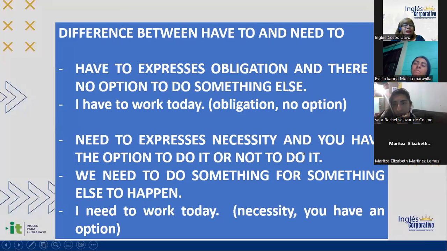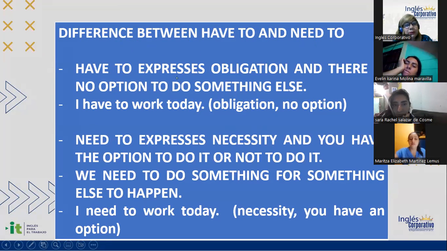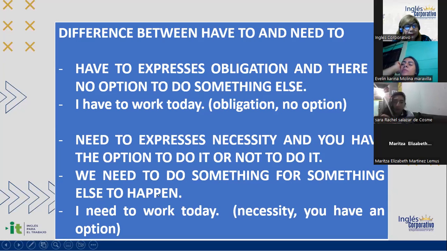Okay. Yes, as I told you, this is a review. Okay, un repaso. It's a review. And yesterday I presented the same slide. Okay, the difference between have to and need to is that have to expresses obligation and there is no option to do something else. For example, you say, I have to work today. It's an obligation. You don't have option. Need to expresses necessity and you have the option to do or not to do it. We need to do something for something else to happen. For example, I need to work today. Necessity, you have an option.